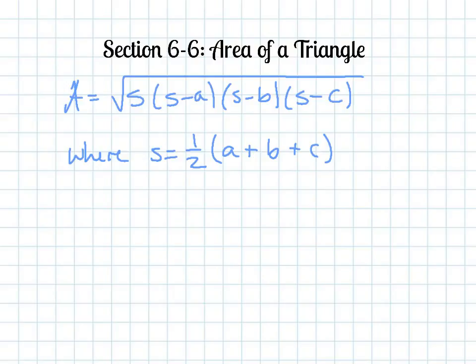So this goes into section 6.6 because you're talking about triangles that have all three sides. It doesn't really completely tie in with law of cosines very well, but it does tie into the concept of all the triangles. So this is also called Heron's formula.